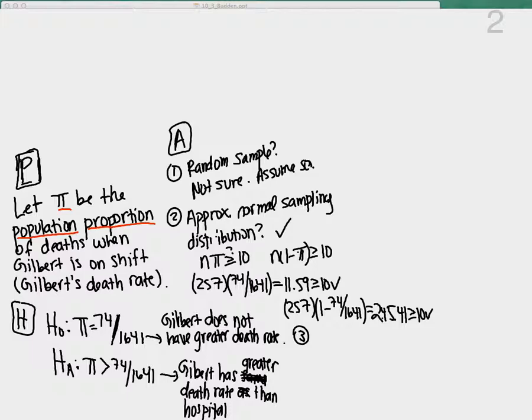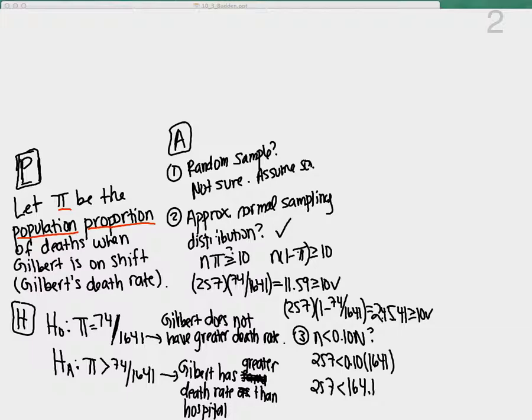Do you remember the third assumption that we check for proportion? 10% of the population. Yep. Is my sample size less than 10% of the population size? In this case, our sample size is 257. Do we know the population size? 1,641. So we check whether 257 is less than 164.1.